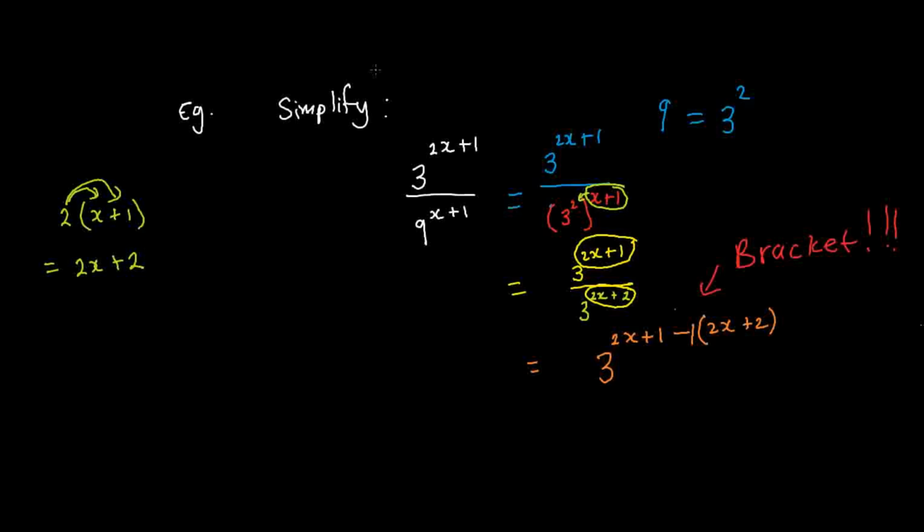So I can apply the distributive property. I can take negative 1 and distribute it to each term inside the brackets. So it is equal to 3 raised to the power of 2x plus 1 minus 2x, because negative 1 times 2x is negative 2x, and negative 1 times 2 is minus 2. Now I look for like terms. 2x minus 2x, of course that will be 0. Let me just use a different color so that you can see that. Basically 2x minus 2x is 0. 1 minus 2, what is 1 minus 2? It's negative 1, so it's 3 raised to the power of negative 1.